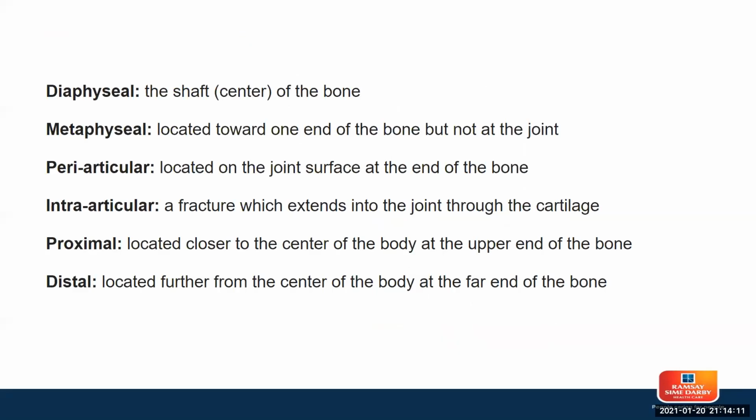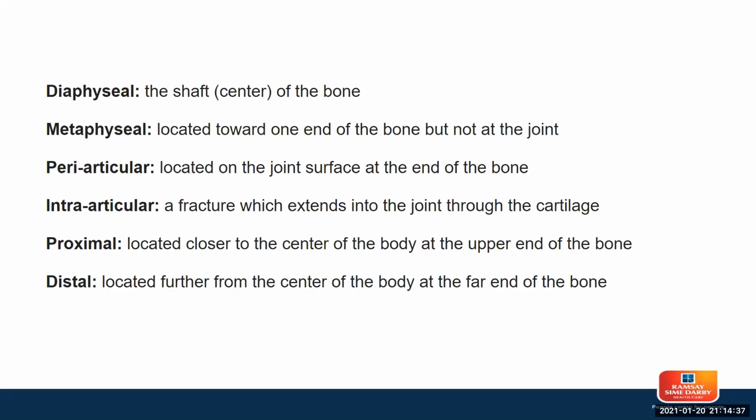These are some of the common names used. Diaphyseal: center of the bone. Metaphyseal: towards the end of the bone, but not at the joint. Periarticular: the bone just adjacent to the joint. Intra-articular: generally fractures that extend into the joint. And proximal and distal, I think most people know. Proximal is superior or closer to the center of the body, the upper end of the bone. Distal is further away.